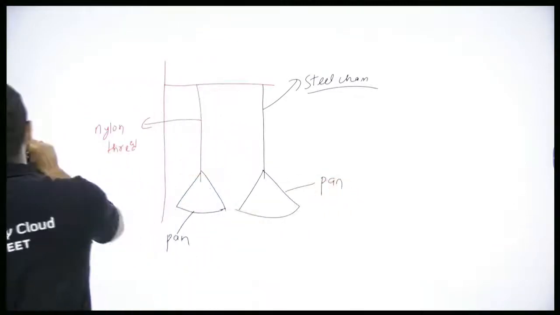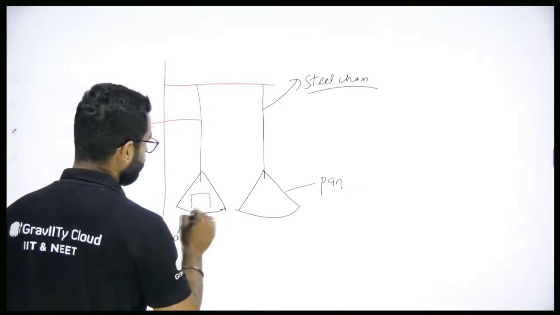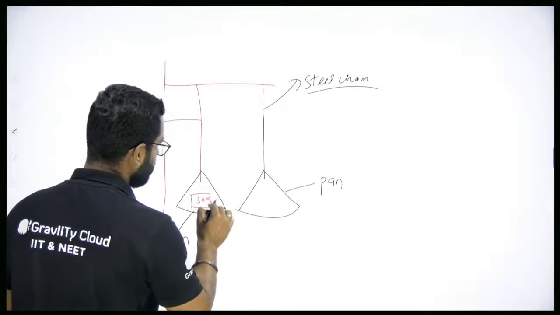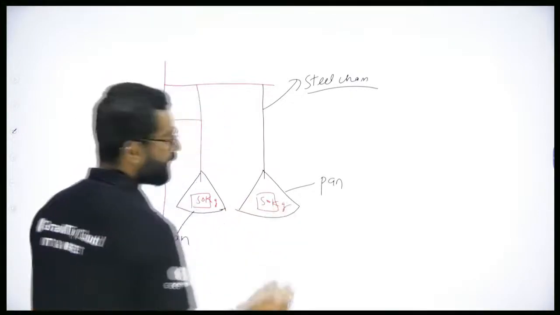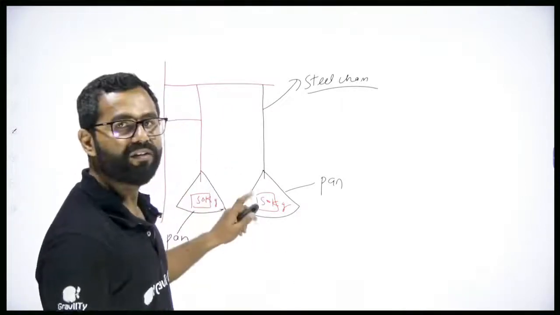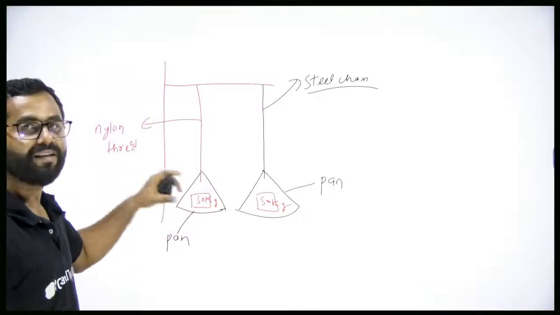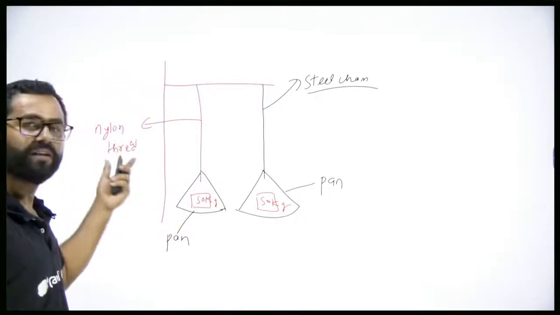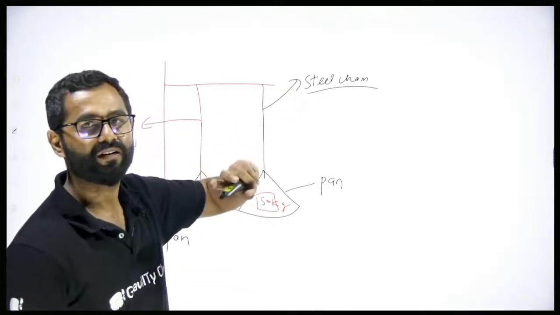I will put some weight into it. Let's say I put a weight of 50 kg here, and I put a weight of 50 kg here also, right? Now you keep on increasing the weight. In this case, you see that the 50 kg weight is easily handled by the nylon thread and the 50 kg weight is easily handled by the steel chain, right?